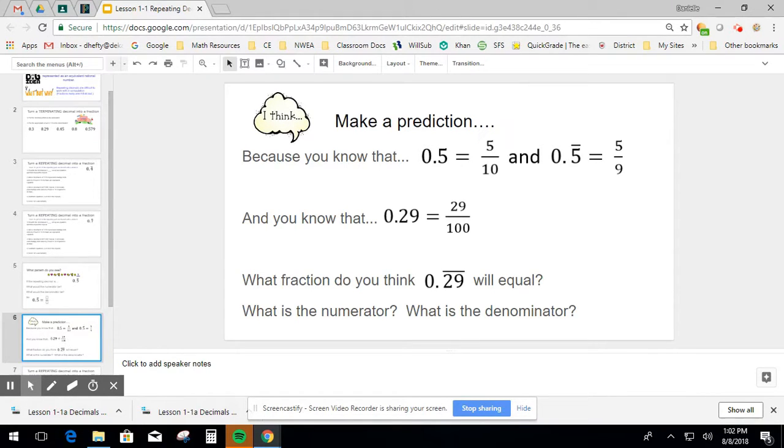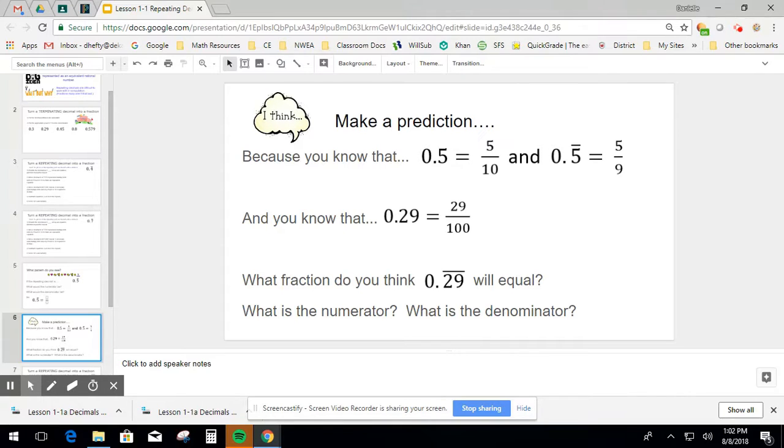Now, given that information, and you know that 0.29 is 29 over 100, you just take those 2 numbers, put it over the power of 10 based on the number of digits for that terminating decimal. What fraction do you think 0.29 repeating will equal? What's the numerator? What's the denominator?